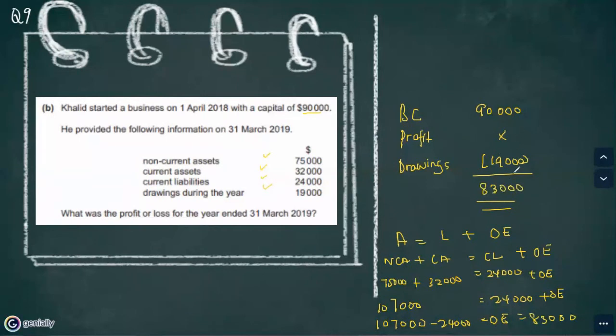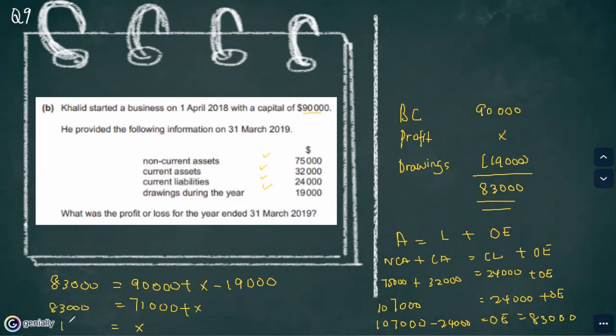So here we know it must be 83,000. So what's our profit here? Work backwards. So we know that 83,000 must equal 90,000 plus x minus 19,000. So 71,000 plus x must be 83,000. So x must be 12,000. Got it? So this is your profit.